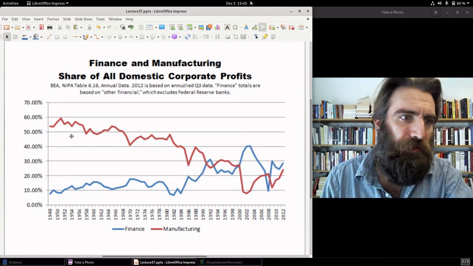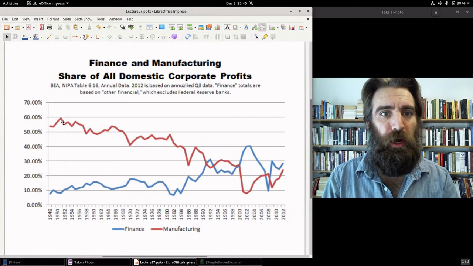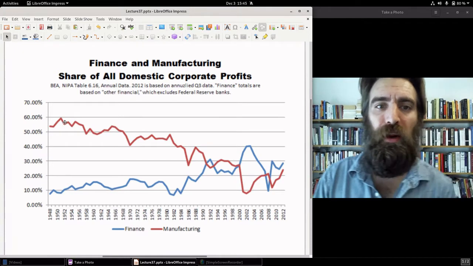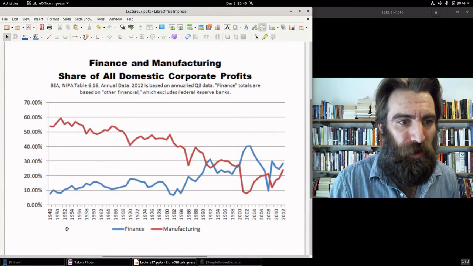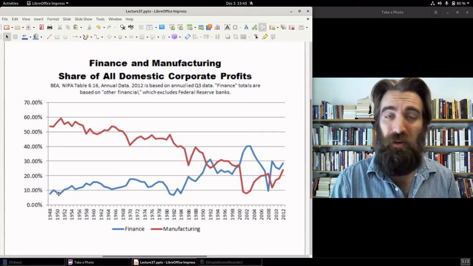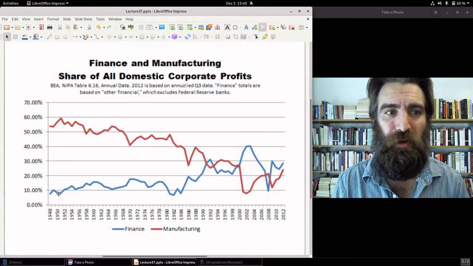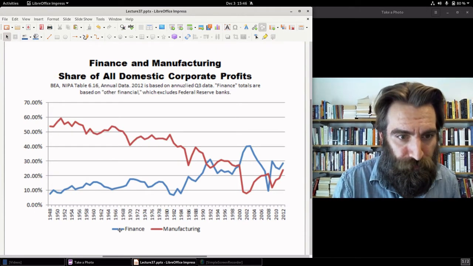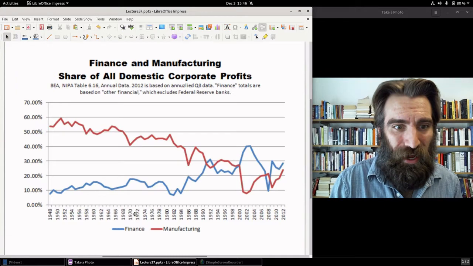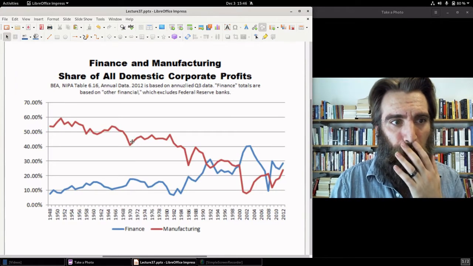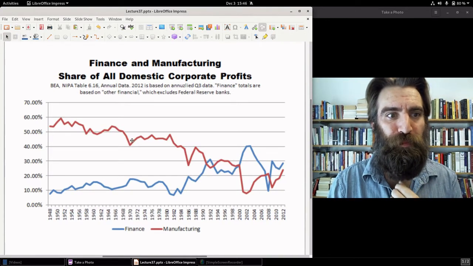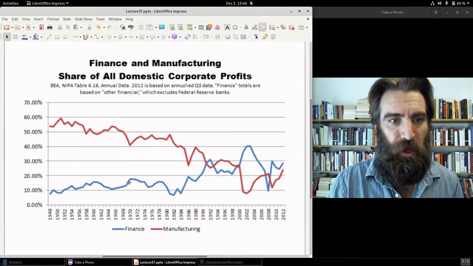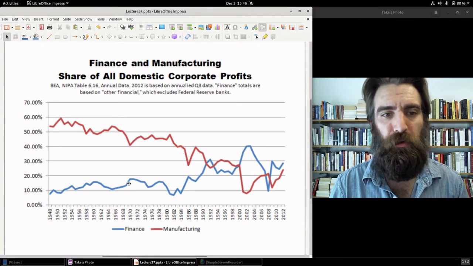So in 1950, manufacturing comprised more than 50% of corporate products in the United States. More than 50%. The financial sector was just shy of 10%. So about 9% versus 55%. That's in 1950. And it remained close to that around 1970. Okay, 1970, about 45% of all corporate products come from manufacturing, and about 15% from the financial sector.